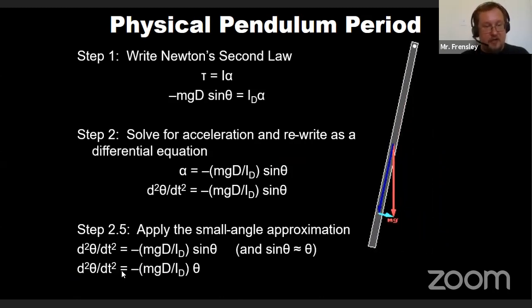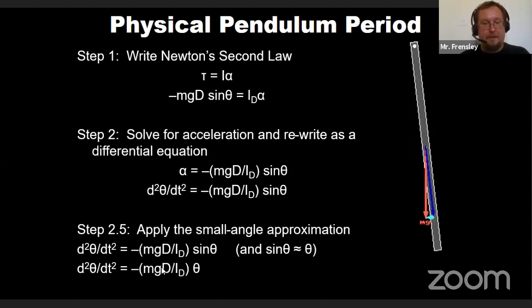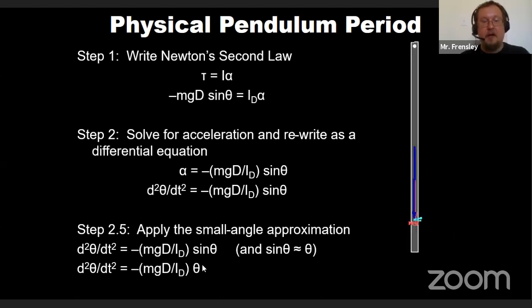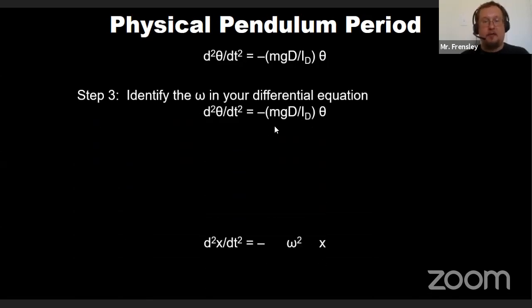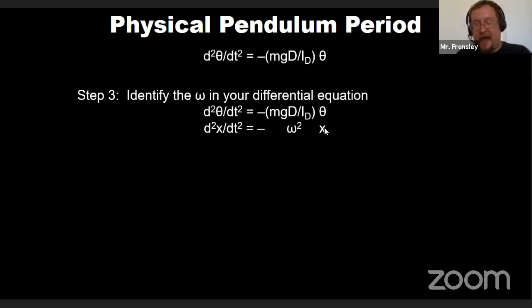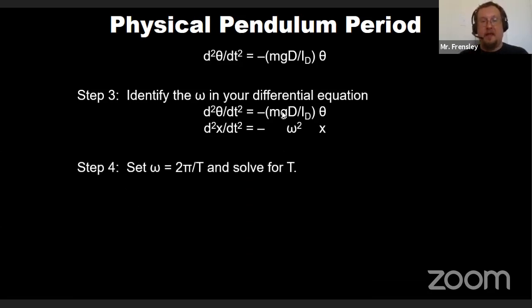So here's my differential equation. Second derivative of theta is negative big constant times just theta. That looks like the simple harmonic motion differential equation. Second derivative equals negative omega squared times theta, and theta is like x. It's the position variable, right? So let's just set this whole big piece of junk equal to omega squared. So there's my omega squared equals mgd over I.